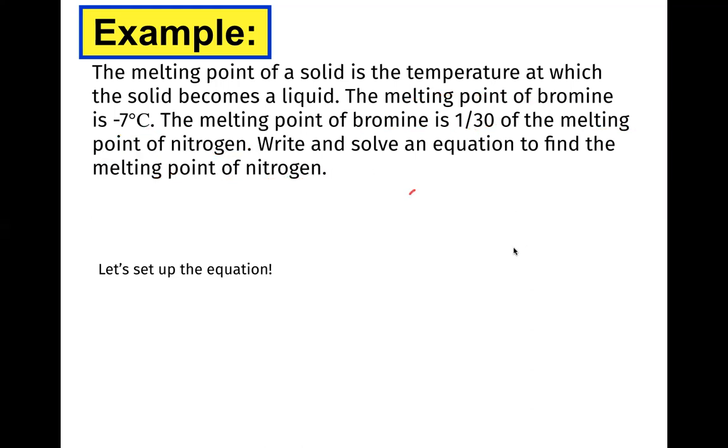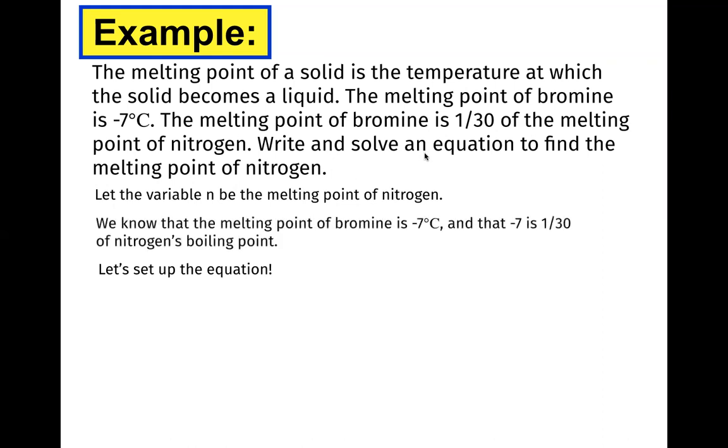So let's go ahead and take this information and create an equation first. We're going to create a variable for our unknown value, which is the melting point of nitrogen. You can use whatever you'd like. I'll be using n, and we're going to let the variable n represent the melting point. We know that the melting point of bromine is -7 degrees Celsius, and that melting point, which is -7, is 1/30 of nitrogen's melting point. So let's set up our known value, which is -7, equal to whatever we have on the right side.